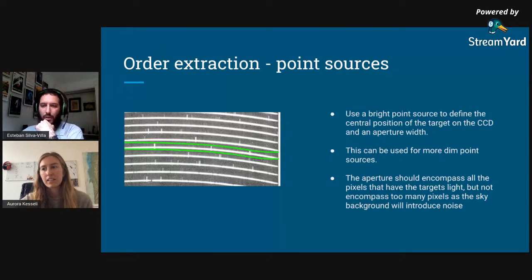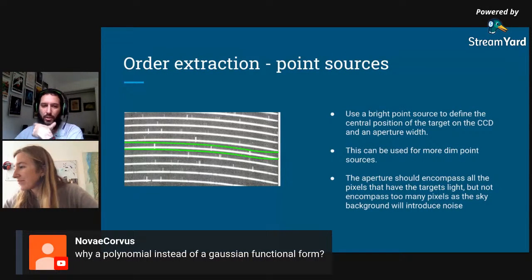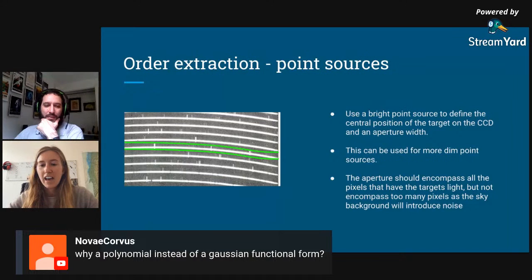Sorry to interrupt, Aurora. You have another question here in the chat. It says, why a polynomial instead of a Gaussian functional form, or any? I will add to that question. Yeah.